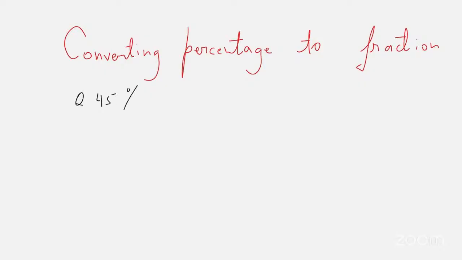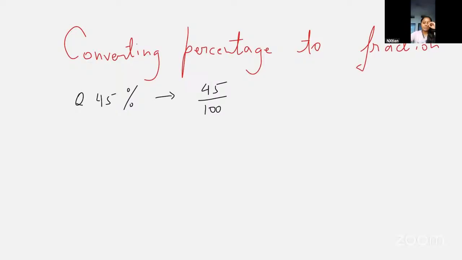45%. What I have to do is write 45 upon 100. Now see, whenever you see the percentage sign after a number, it means that the base will be 100. Upon 100 just means the base will be 100. 45% means 45 upon 100.